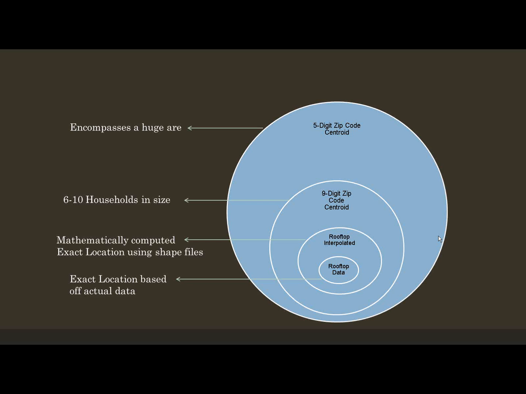So this is, again, the most accurate form of geocoding data, which is rooftop, and then one level above that will be your interpolated data, and then your 9-digit zip code centroid, which is about 6 to 10 households in size, and of course your 5-digit zip code centroid, which encompasses a much bigger area.